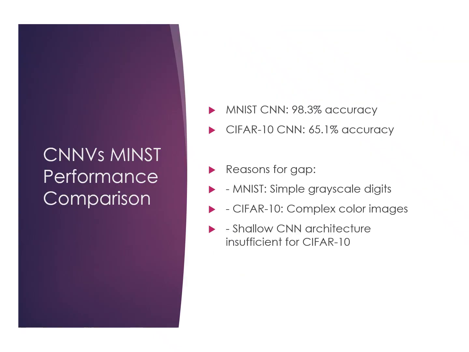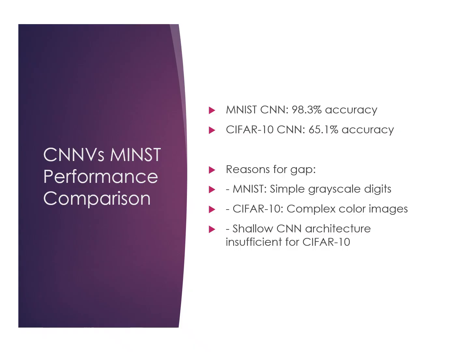Now we are comparing the CNN versus MNIST performance. Here's the slide. MNIST results were from our course project. We achieved 98.3% accuracy. It was really good, as the grayscale digits are simple and uniform. The model converged quickly and performed exceptionally well.